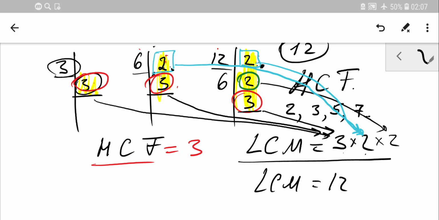So by definition, what does LCM mean? One more time. LCM is the number that's divisible by each of your numbers. It means that your LCM should be divisible by 3, by 6, and by 12. And because it's lowest, it means that it needs to be the lowest possible number. 24 is also divisible, yes, as we noticed before, by 3, by 6, and by 12. But it's not the lowest. And this is exactly the way how you can find it easily.